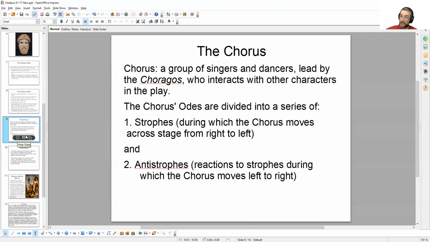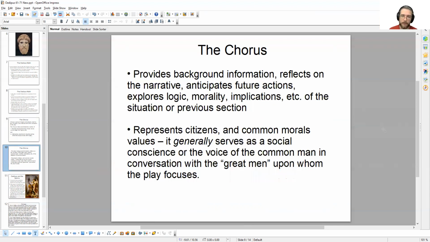The chorus is almost literally physically reflecting the way in which, in the strophe and antistrophe, it's batting an idea back and forth, going over it and over it, trying to understand and reflect on the issue it's grappling with, presenting different perspectives on that central issue. The chorus in these moments provides background information, reflects on the narrative, anticipates future actions, and explores logic, morality, and implications of the situation or the previous section.